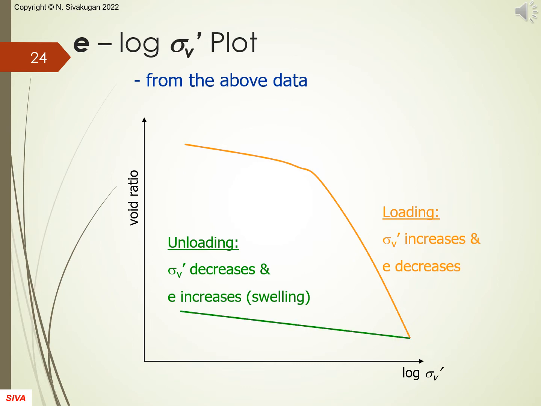From the data generated from a consolidation test, the void ratio is plotted against the effective applied vertical stress sigma V' on a log scale as shown. The loading path is shown in orange and the unloading path in green. This plot is called the e-log sigma V' plot.